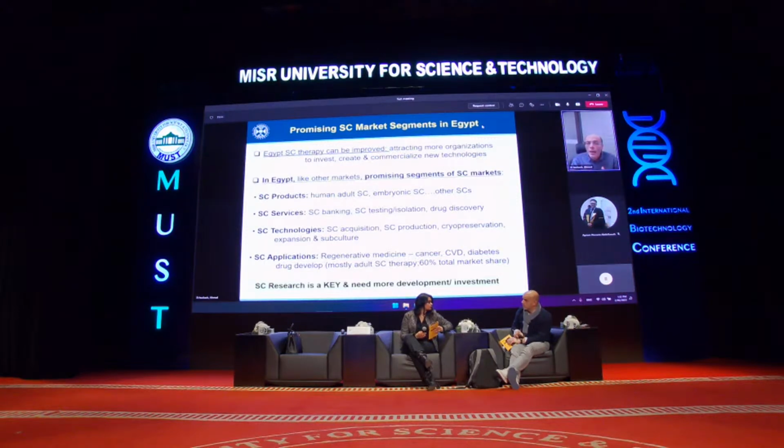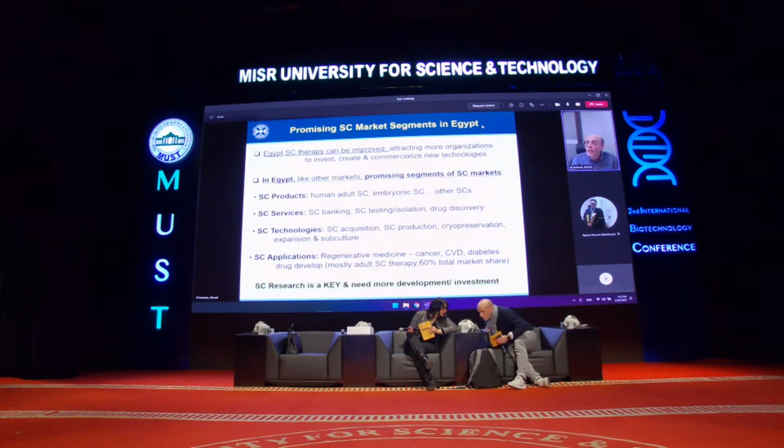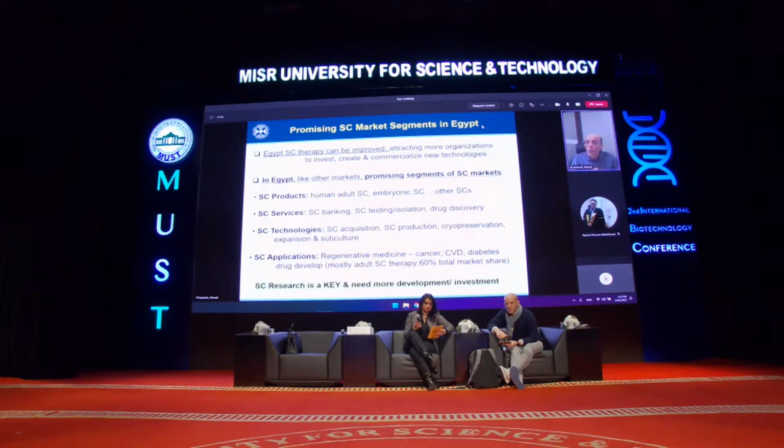For stem cell products, we can produce more human adult stem cells. We have a factory. We can be the factory of the world for human adult stem cells, embryonic stem cells, and other stem cells. We can also have more stem cell banking in Egypt, stem cell testing, isolation, and drug discovery. We can also have stem cell technology like stem cell acquisition, stem cell production, cryopreservation, and expansion and subculture.